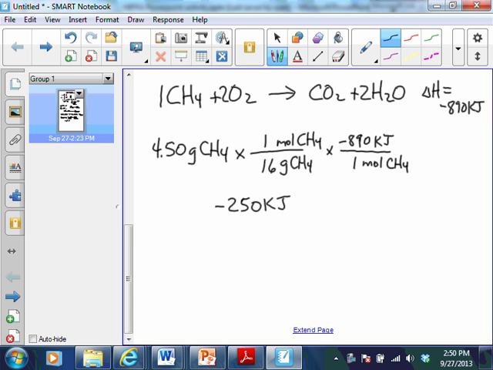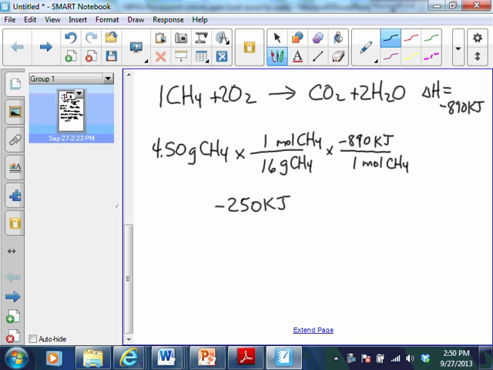So with 4.50 grams of methane, that would give us negative 250 kilojoules of heat. And if we want to check and see if that makes sense, we said 1 mole of methane should produce about 890 kilojoules of heat. Well, is this more or less than 1 mole? It's less because we're taking 4.5 divided by 16, right? So this should be a lower number than the negative 890.